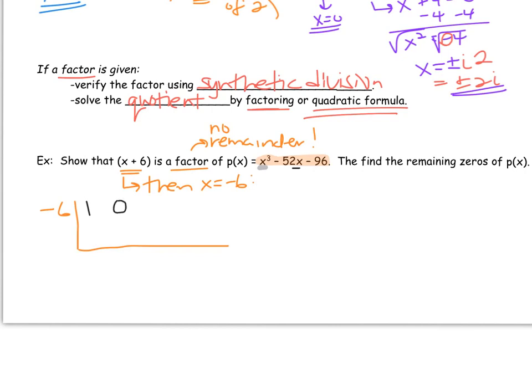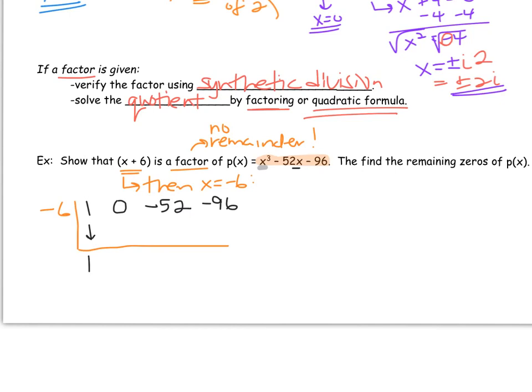Then our linear term, negative 52x, I know it's a pretty big number, and our constant at the end goes all the way up to negative 96. Let's verify that x plus 6 is a factor. We'll drop down that lead term. Anything below that orange line will be multiplied to the number on the left.